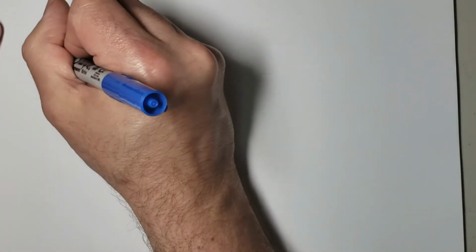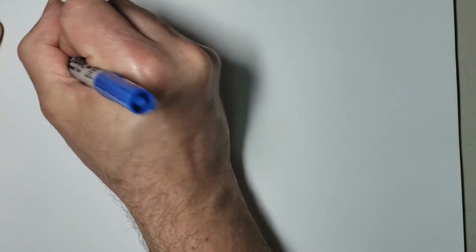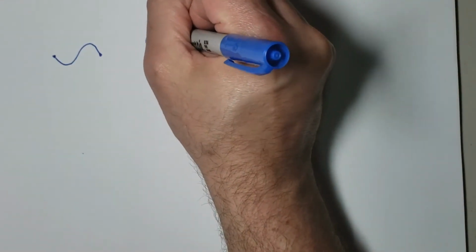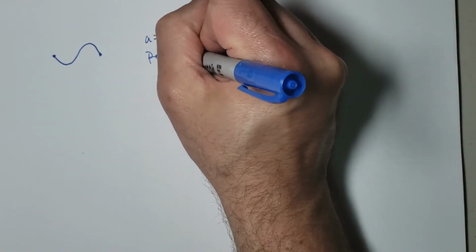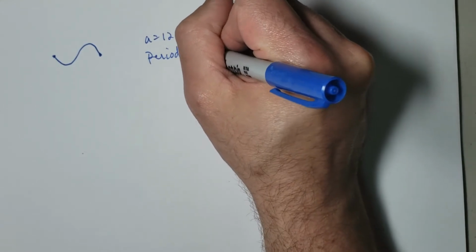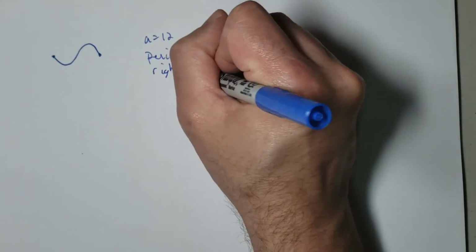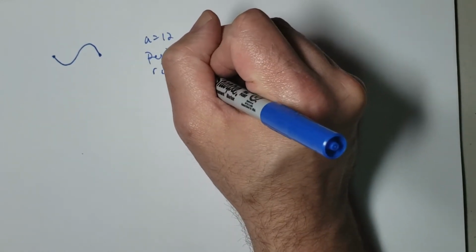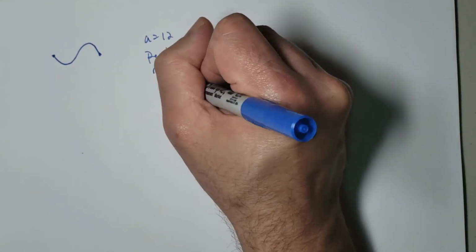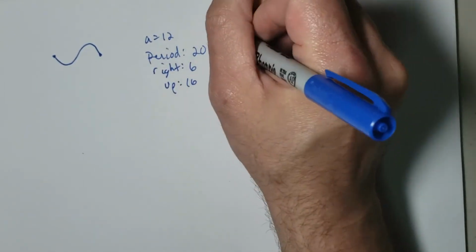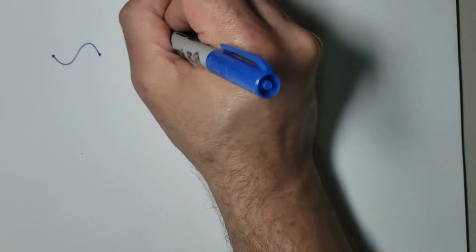Number 3, a sine function that starts going down. Okay, so starts going down looks like this. So that's going to be a negative sine. Has an amplitude of 12, period of 20, shifted right 6, and shifted up 16.